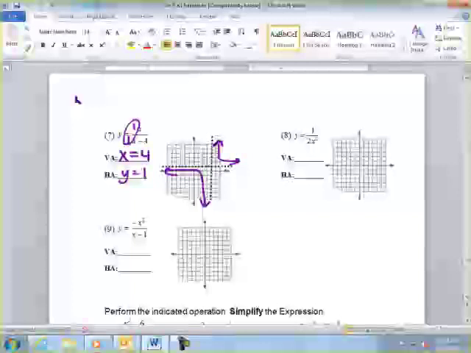For number 8, vertical, what would cause us to divide by 0?